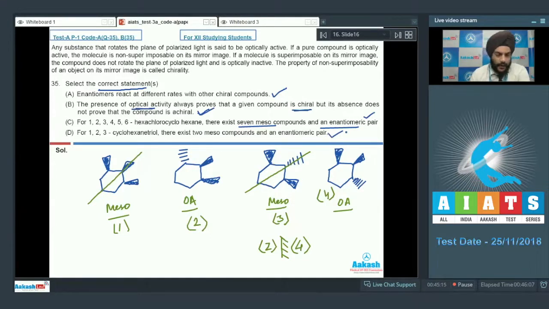So we can see that all 4 of these statements are correct. We have to mark options A, B, C and D as the correct answer to our question. Let us look at the next section.